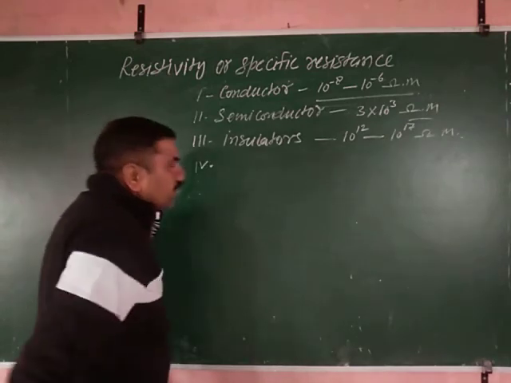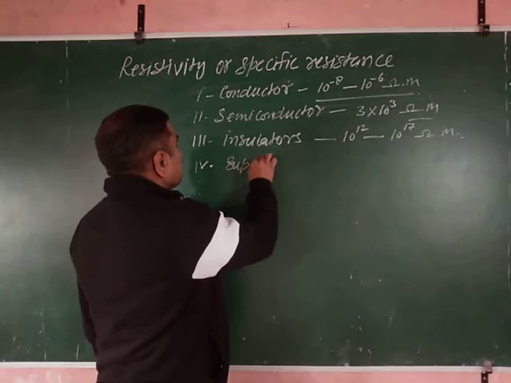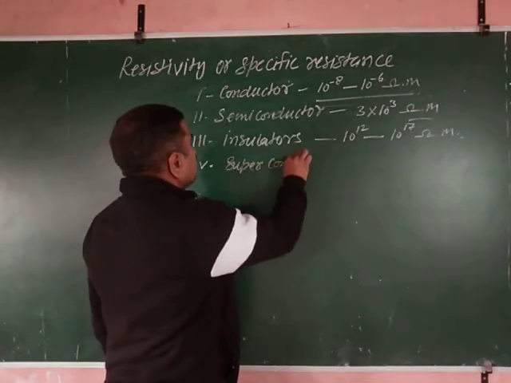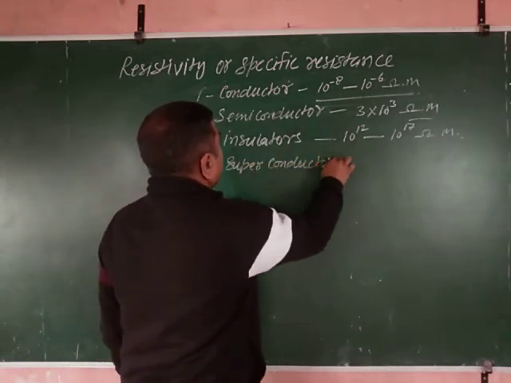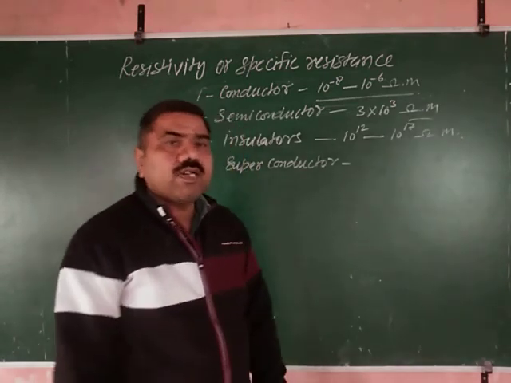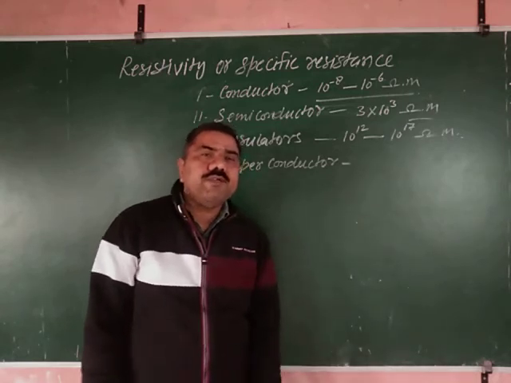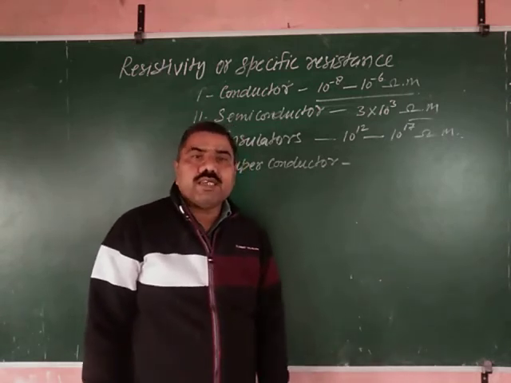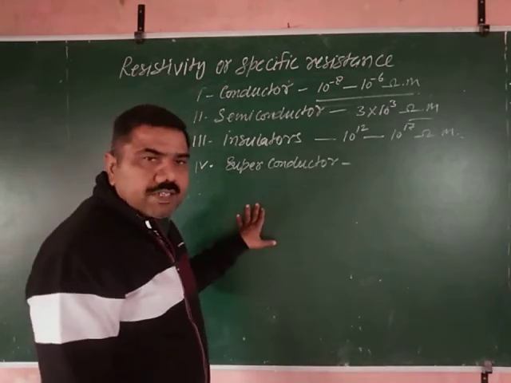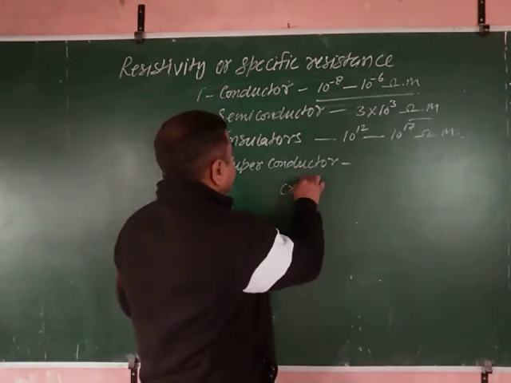And another category is superconductors. Superconductors are those substances which have a value of resistivity 0 at a certain temperature, and this temperature for them is called critical temperature.